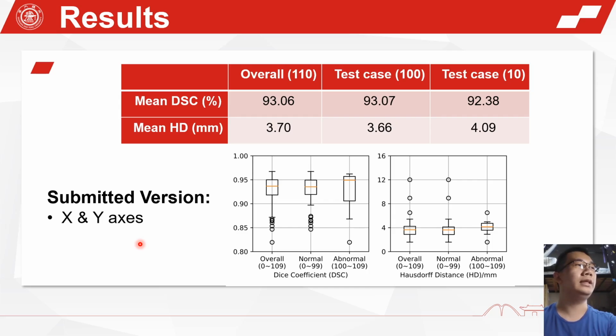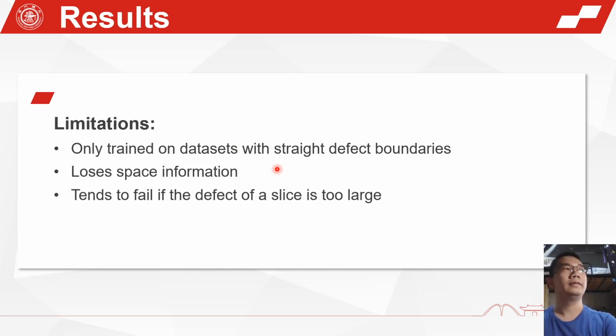This is the quantitative evaluation result of the 110 testing cases, and this method has a mean dice score of about 93% and a mean Hausdorff distance of 3.7 mm. However, there are some limitations of this method. Firstly, the network was only trained on datasets having straight defect boundaries, which are rarely seen in real clinical cases.